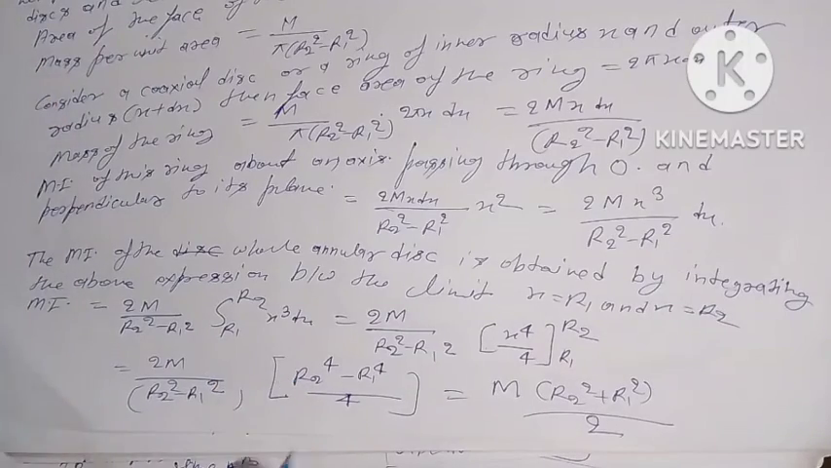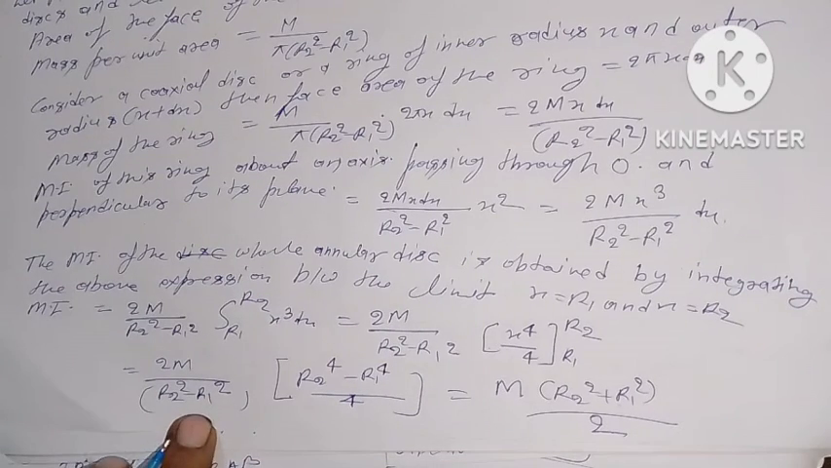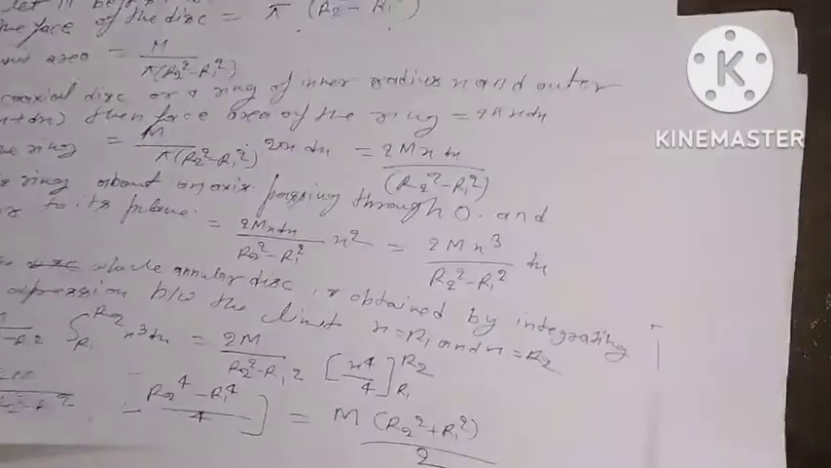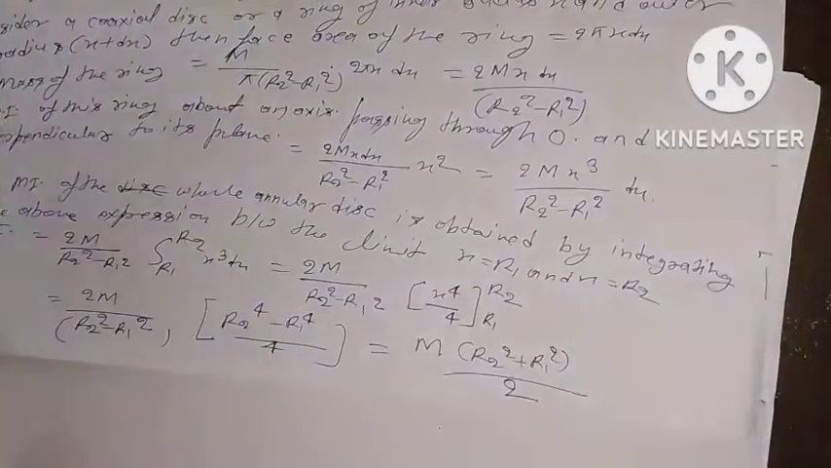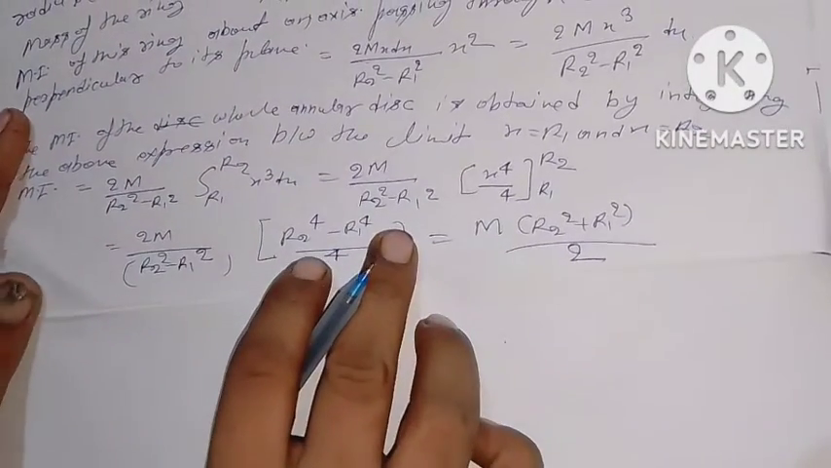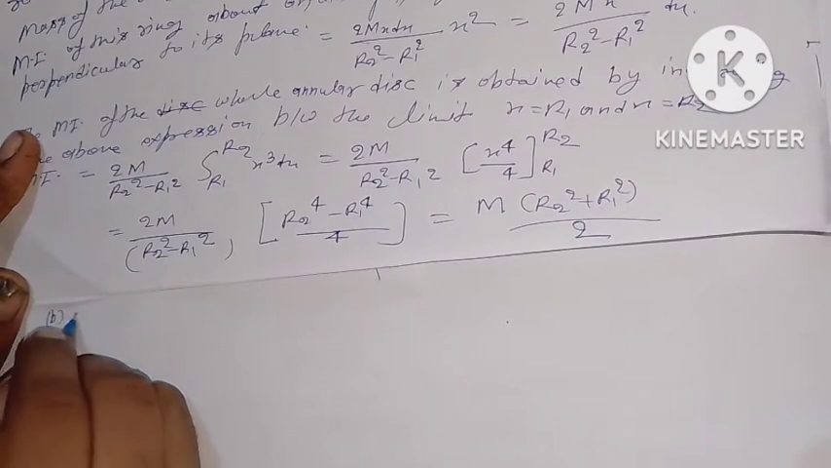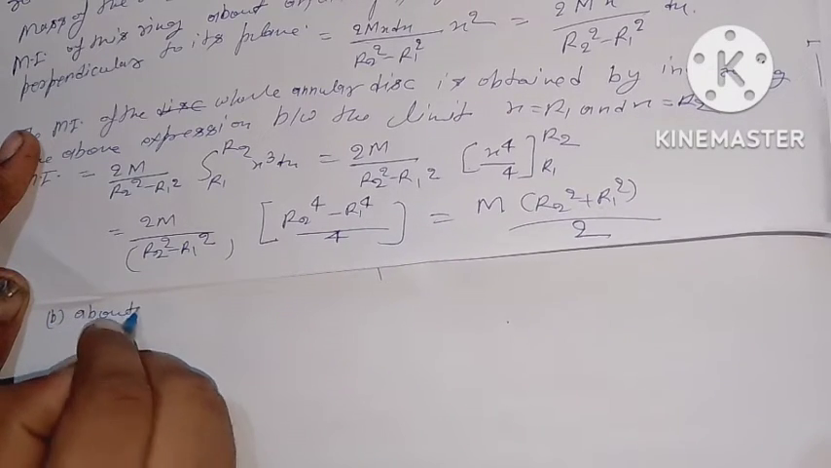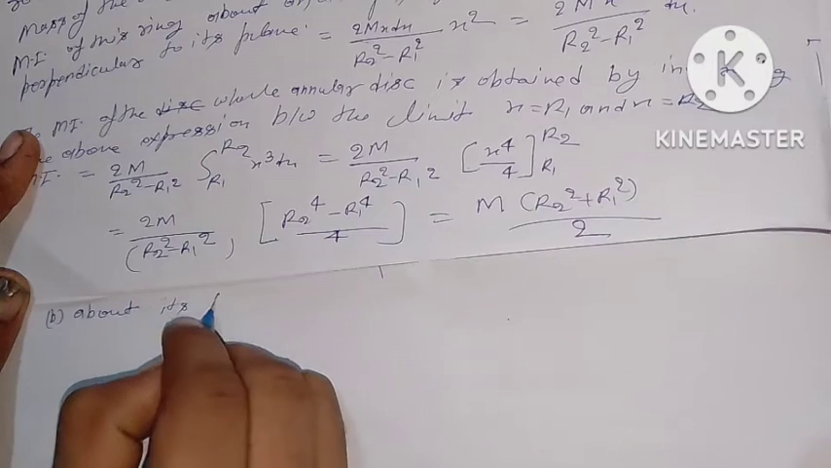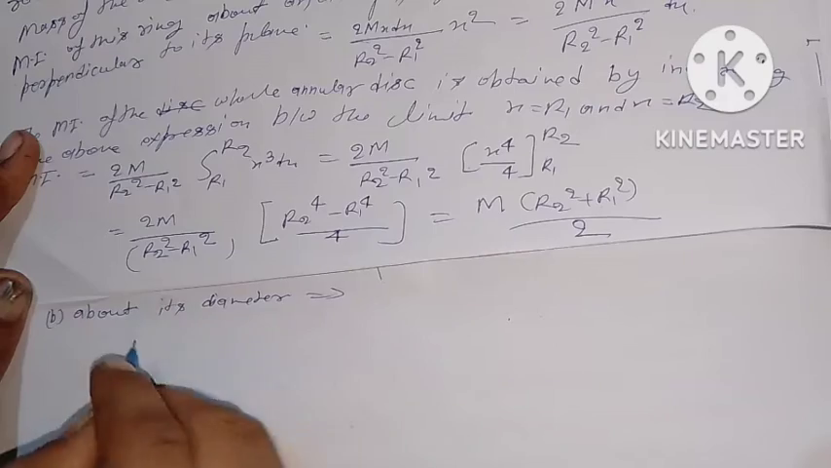Okay? Next is about its diameter. You can find the moment of inertia about its diameter. Okay? B point, about its diameter.